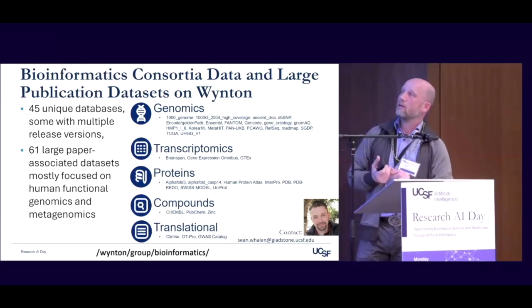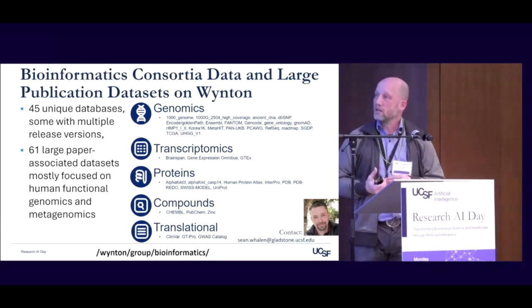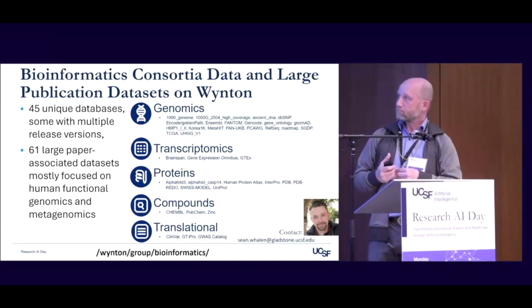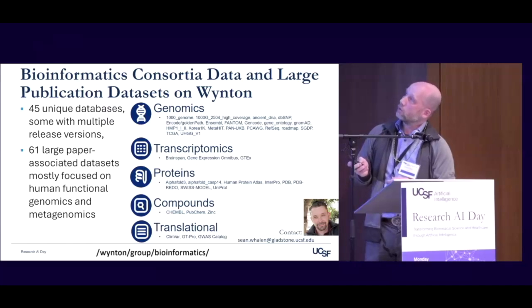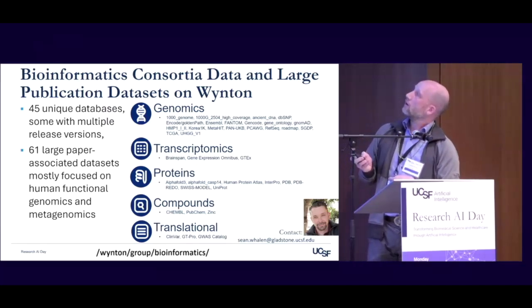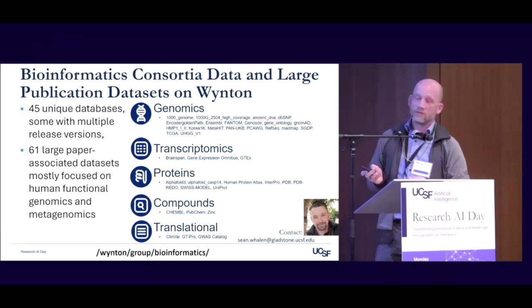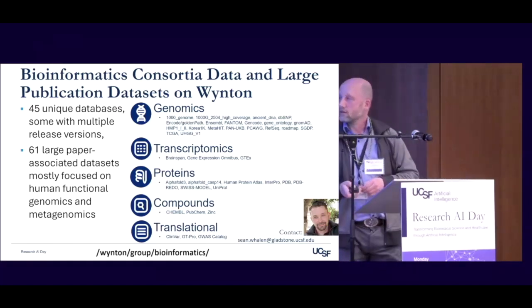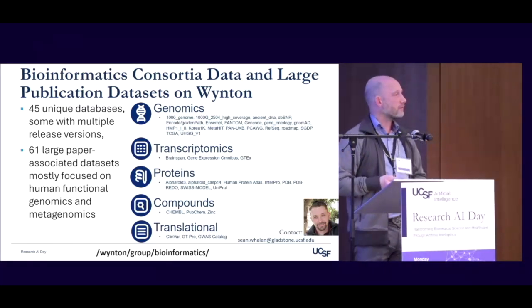And also 61 large paper-associated data sets. So they're mostly human functional genomics and metagenomics. But here is a flavor of maybe some of these ring a bell, like 1000 Genomes or Ensembl, TCGA, some of you might have heard. Gene Expression Omnibus, AlphaFold we've heard several times already. And then on the compound level, there's obviously PubChem and ZINC and maybe ClinVar if you're interested. And this is not a complete list. I just picked a few that rang a bell to me.